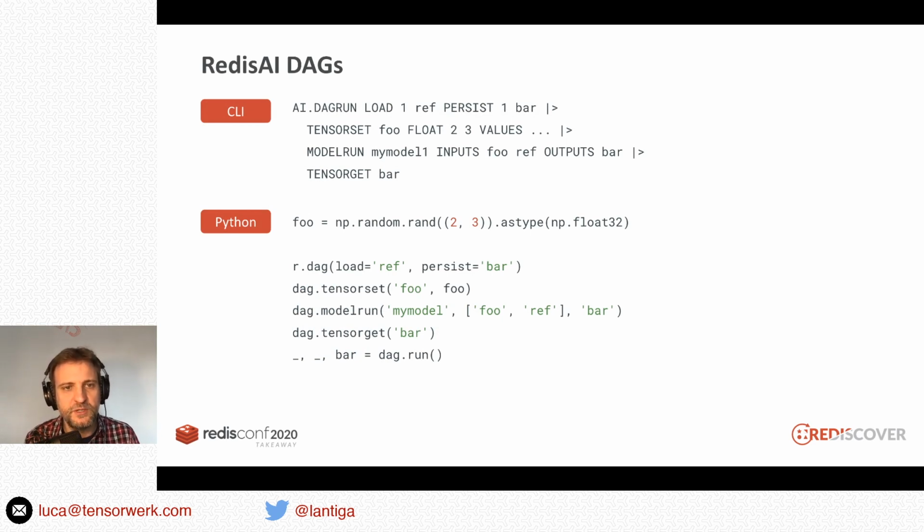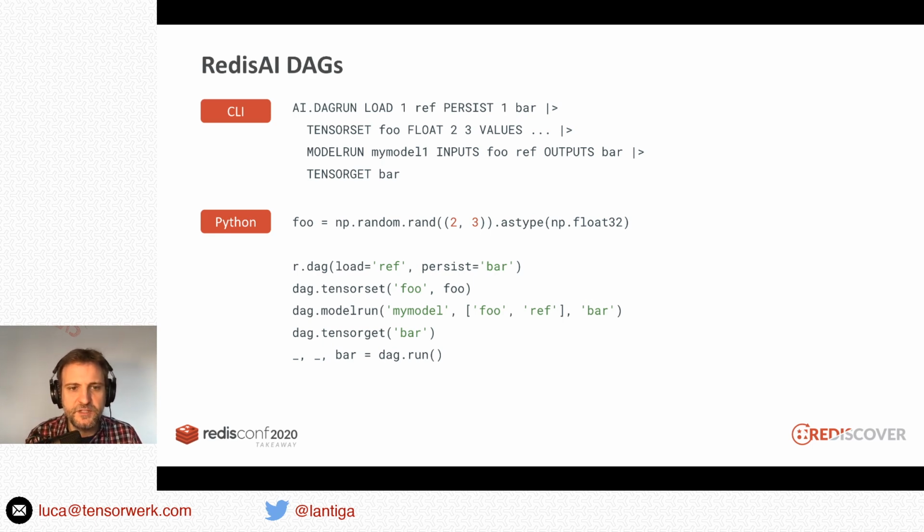So load will load your tensor from the ref, for example, key in Redis. So you don't need to provide it in context of the DAG. It's just there, in the key space, and you get it for the command. And you can also instruct Redis to persist an output tensor. And this doesn't mean that it just persisted. You can also return it with a tensor get.